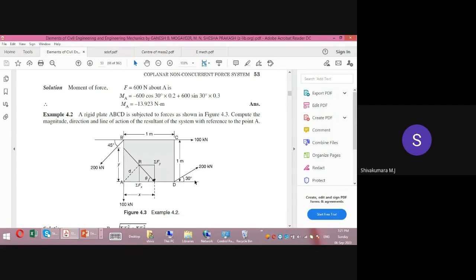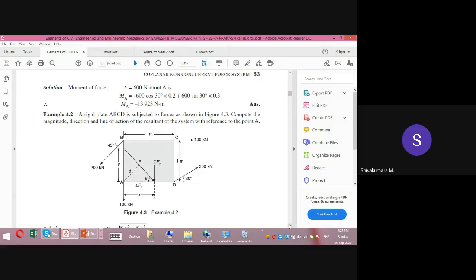So what is the first step to determine the magnitude of the resultant R? Resolving the forces. Resolution you know. So 200 at an angle of 30 degrees. Then for the 200 kilonewton with respect to horizontal at 45 degrees, the horizontal component is 200 cos 45 and the vertical component is 200 sin 45. The 100 kilonewton is already in the horizontal direction only, so it is not necessary to resolve. And the other 100 kilonewton is already towards the downward direction.